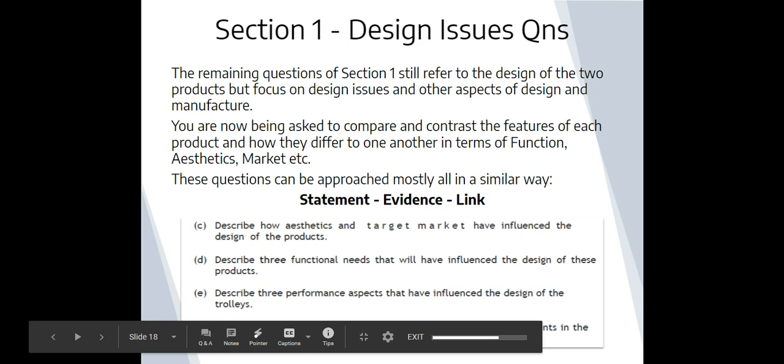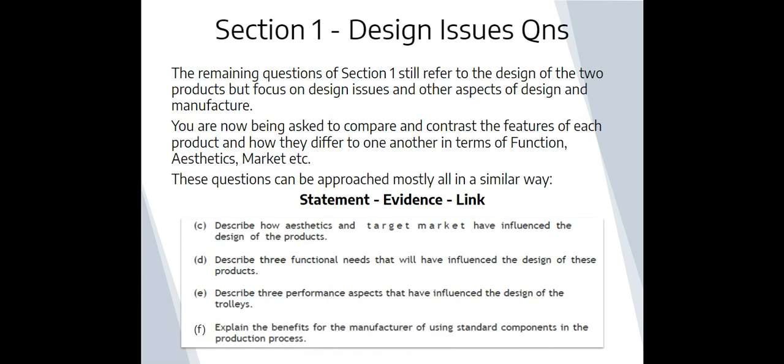So to continue on with our exam practice answering technique for section 1 questions for hire, design and manufacture, we're going to now look at the remaining questions from section 1. There's usually about another 3 or 4 at least questions for section 1 to give you up to your total of 25 marks. The remaining questions still refer to the design of the two products from page 1, but they'll focus mostly on design issues and other aspects of design and manufacture.